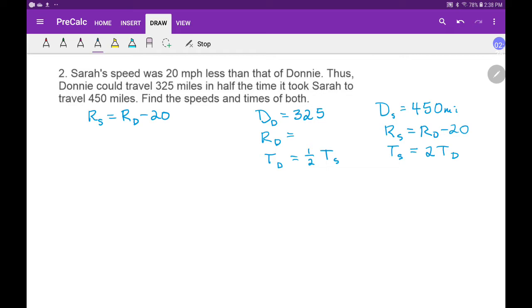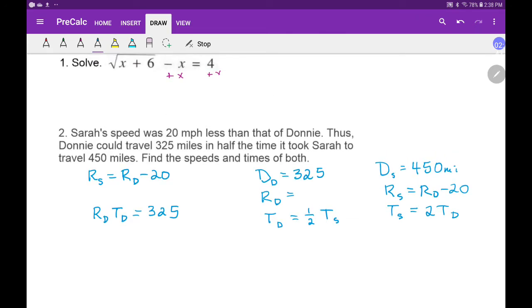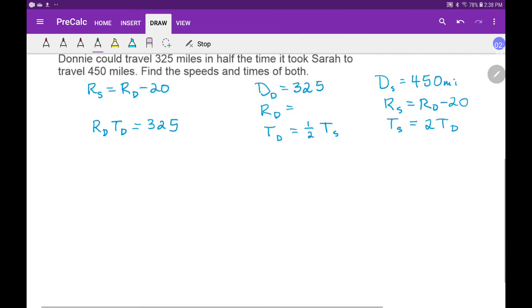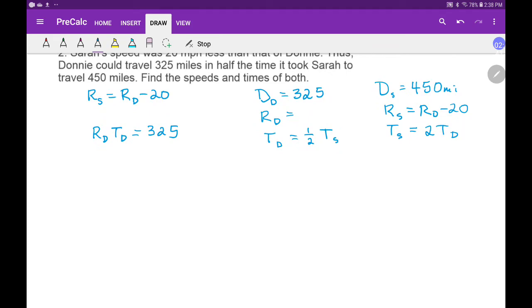Well, let's see. We know that RD times TD is equal to 325. Because rate times time is equal to distance. And we also know that the rate of Sarah and the time of Sarah is equal to 450.